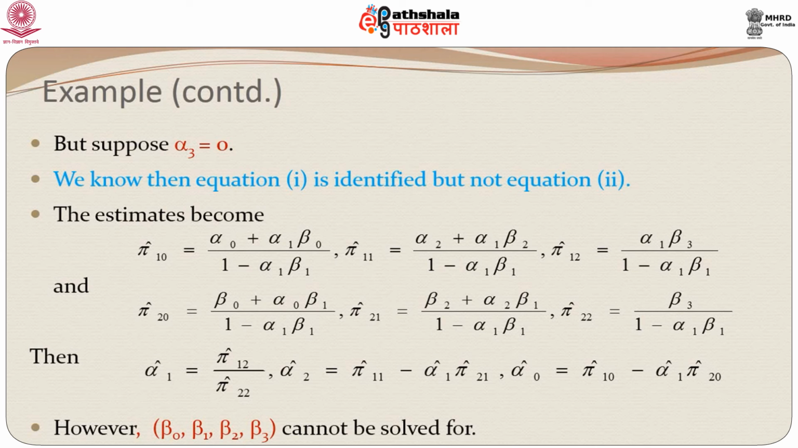So, how is identification related to this? What we see is that if the equation is identified, then its parameters can be estimated. If it is not identified, then the parameters cannot be estimated.